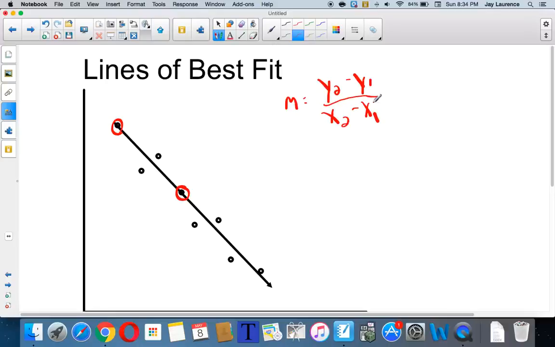All right, now, I know my slope will have to be negative. And then once I know the slope, I could use one of the points. I could find out the y-intercept of the line. Okay?